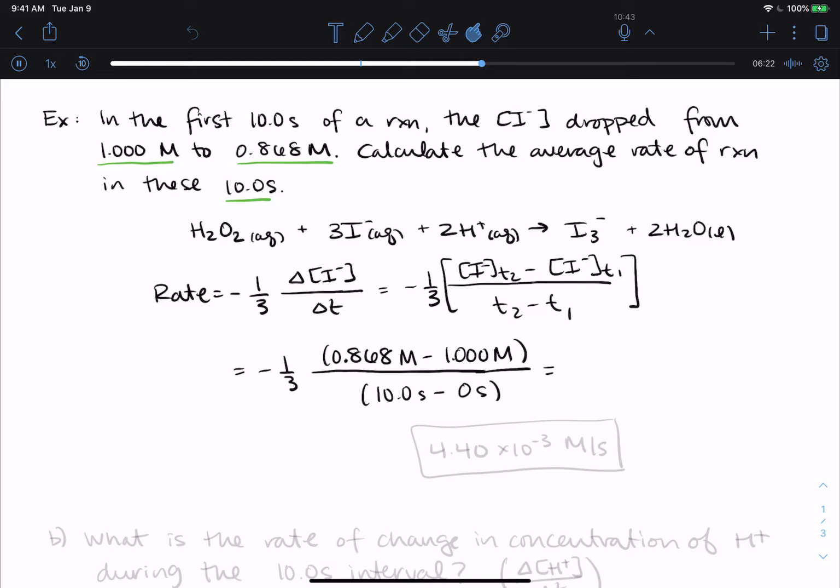So if I punch all of this into my calculator, the value that I get is 4.40 times 10 to the minus 3rd molarity per second. So we have even a unit that reminds you of that speed unit that we were looking at in the first video. So we had kilometers per second. Now we have molarity per second. So the rate of the reaction is proceeding on average in these first 10 seconds at 4.40 times 10 to the minus 3rd molarity per second.